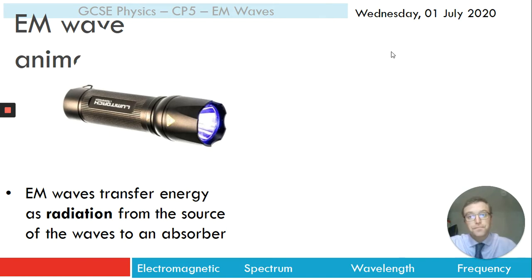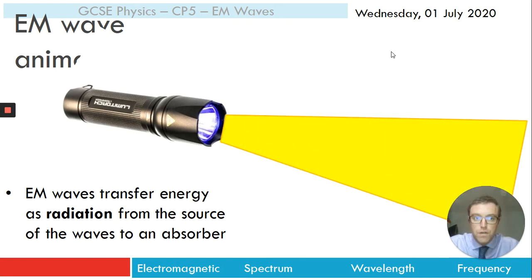Here's my torch. Visible light is an electromagnetic wave. So I turn on my torch, and it emits a beam of visible light. That's my visible light, represented as a trapezium. Now we can't see the individual rays of light, but if we could zoom in very finely and see the actual rays, the individual photons of light, we would see something like this.